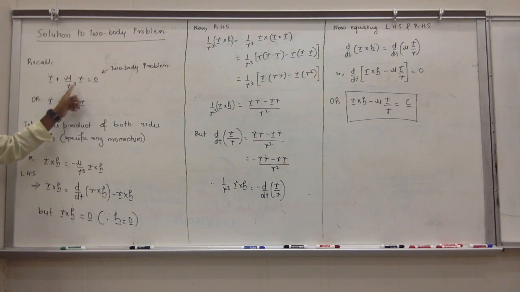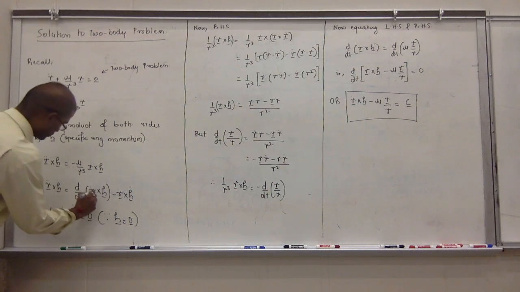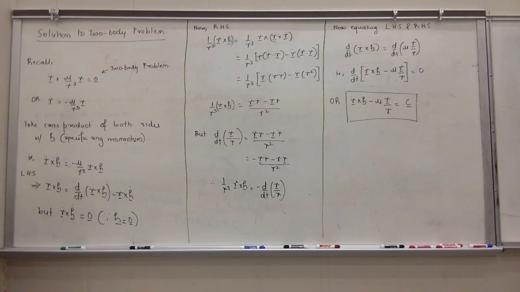So what we did is we just moved this to the right hand side, right? And then we take the cross product on both sides. Cross it with h. What is h? Specific angular momentum. Okay. So that is what we do here. Now this left hand side can be written as d over dt of r dot cross with h.